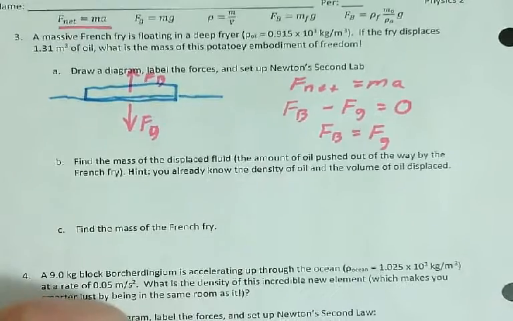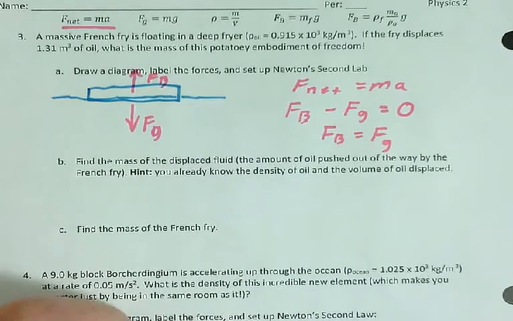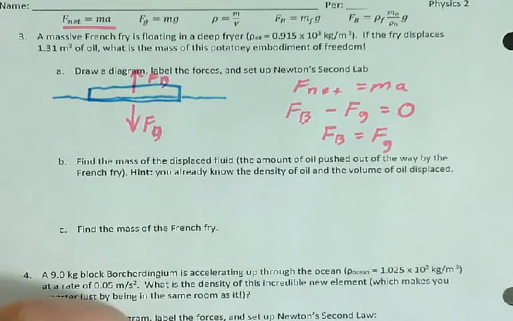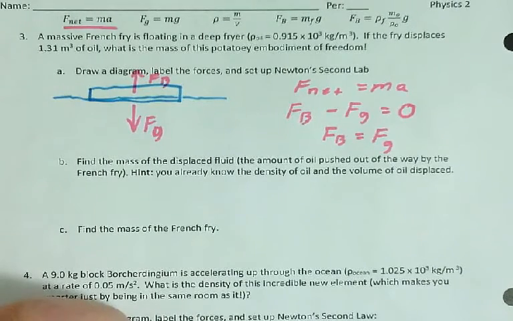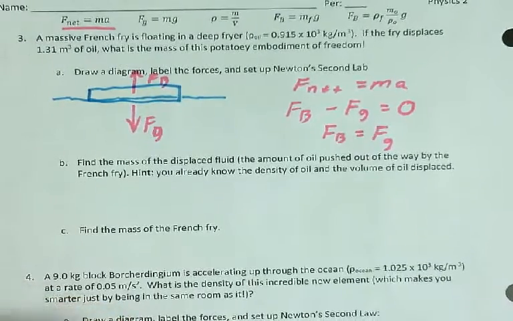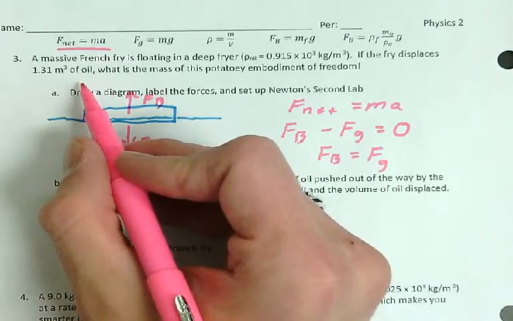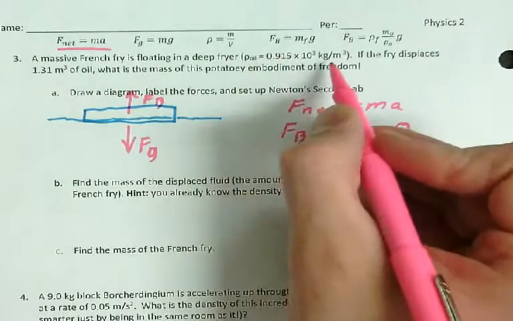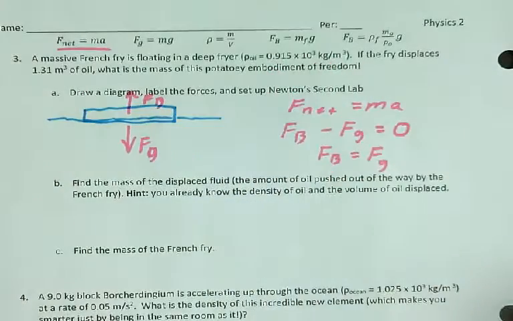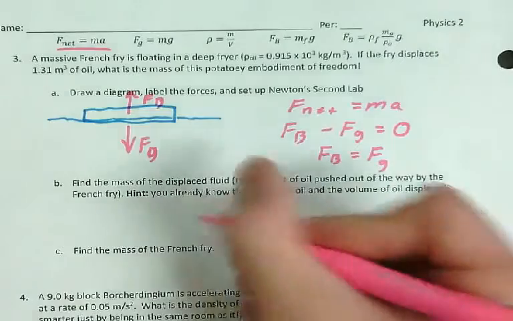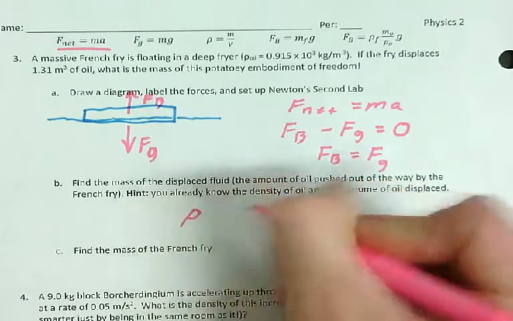So B says, find the mass of the displaced fluid, the amount of oil pushed out of the way by the French fry. Hint, you already know the density of the oil and the volume of the oil displaced. So it says the fry displaces this much oil, and it says the density of the oil is that. And so if I want to figure out how much mass is pushed out of the way, I'm just using the density equation.